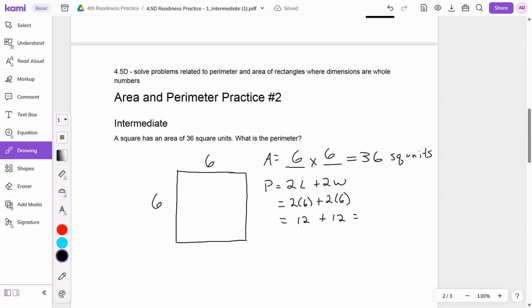We don't really have any units, so we could just use the word units. This is 24 units, because if you think about it, that's just going to be 6, 12, 18, 24. So here's my perimeter, 24 units. And we got that because we were able to draw our square and know that it has to be 6 times 6 to get you up to that 36.